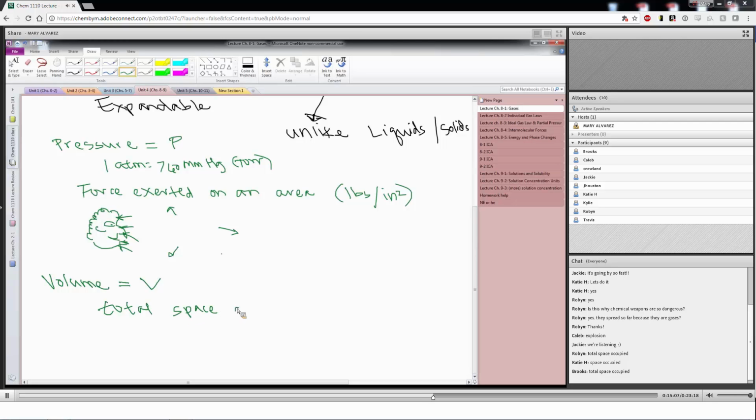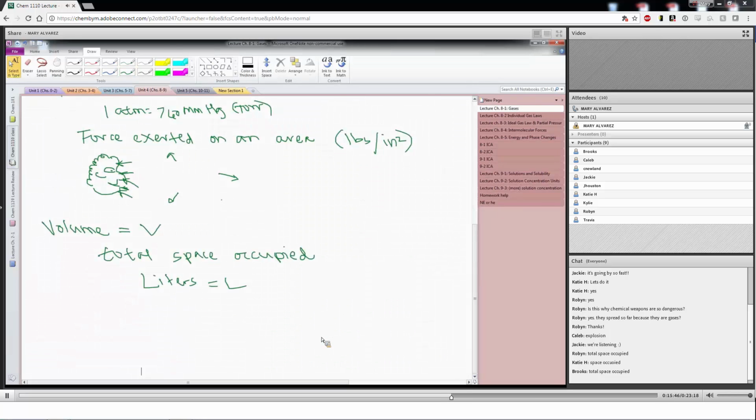And again, for gases, this is interesting because since we can compress them and we can expand them, then we can watch as the volume changes and see how that affects our pressure and our temperature, etc. So you could obviously use like milliliters or microliters or liters, but for gases, we're usually going to use liters, which is given by capital L. But you guys should still know how to convert between liters and milliliters and the like.